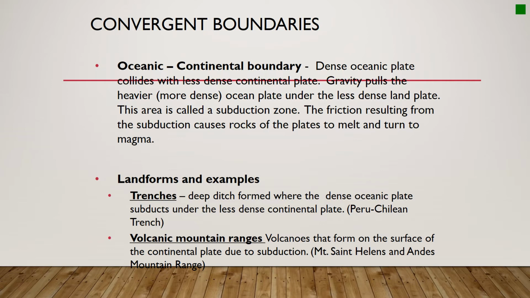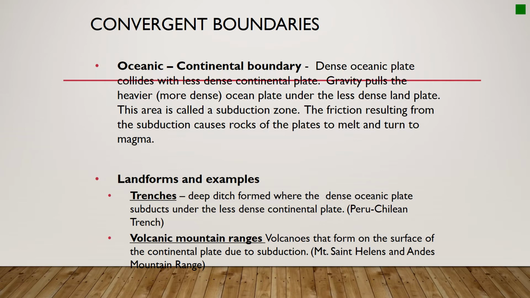The first one we're going to talk about is an oceanic crust running into a continental crust. As you can see there, the dense oceanic plate collides with a less dense continental plate. Gravity obviously is pulling down on the heavier stuff, so it's pulling down on the oceanic crust. And so it's going to end up sliding underneath the continental crust. This area where it's sliding underneath it is called a subduction zone.